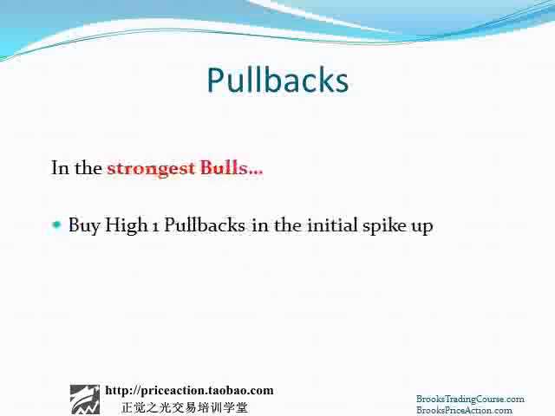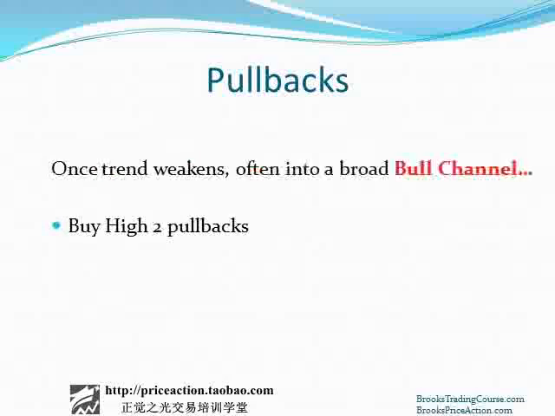In the strongest bulls, you can buy a high one pullback. For example, during the initial spike up, there may be a pullback for one bar. Buy above the high of that bar. Buy the high one, because that's a reliable buy. Once the trend begins to weaken and starts to have bigger pullbacks, more complex pullbacks, it's transitioning into a channel, a bull channel, in which case you buy high two pullbacks, or triangles, or wedge bull flags.